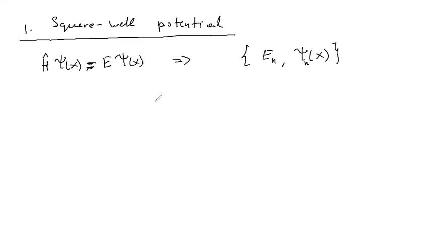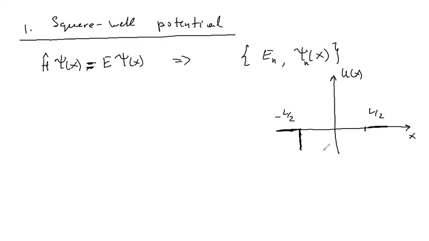What do I mean by square well potential? Well, I mean something like this. Let's say you have an energy as a function of x. It will be convenient for me to consider a symmetric potential. Minus L over 2, L over 2, and then your potential is 0 and 0. And inside this square well potential, just have something like this.